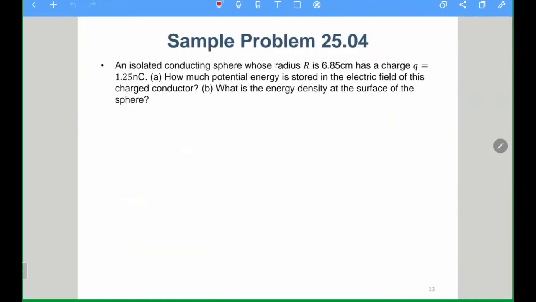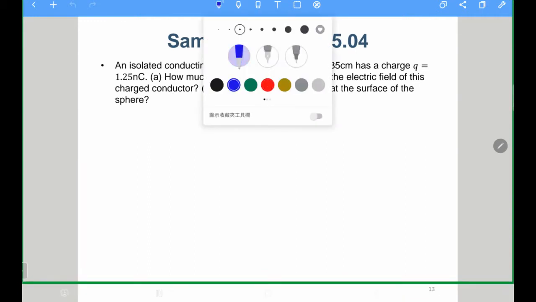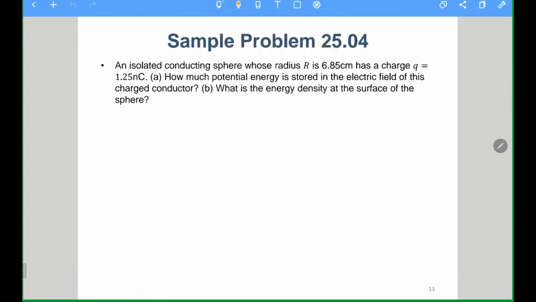So here we have a sample problem. It says an isolated conducting sphere with a radius R has a charge q. How much potential energy is stored in the electric field of this charged conductor? So here, as it is a spherical conductor acting as a capacitor, C equals 4 pi epsilon naught R.